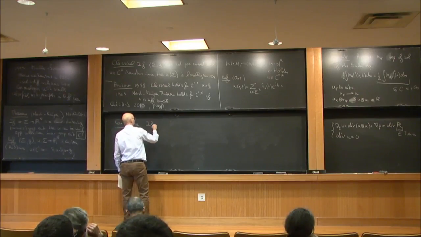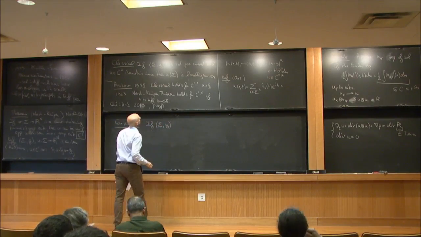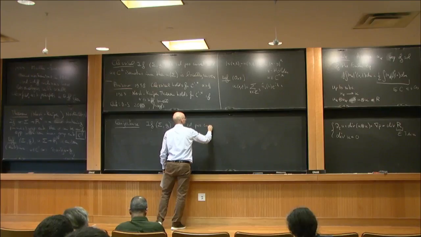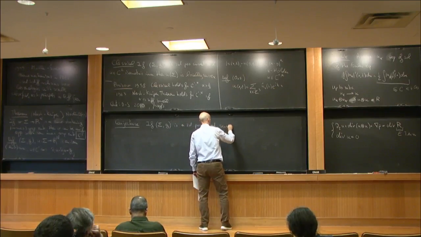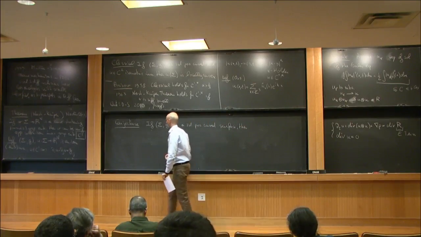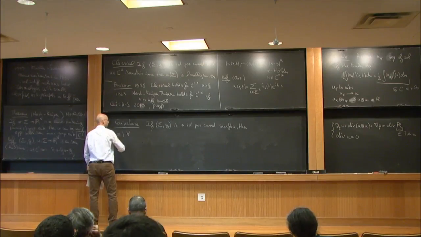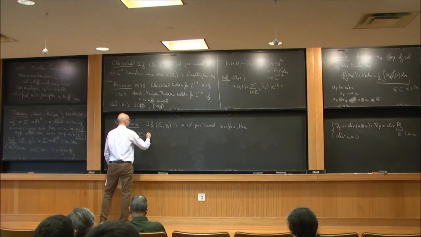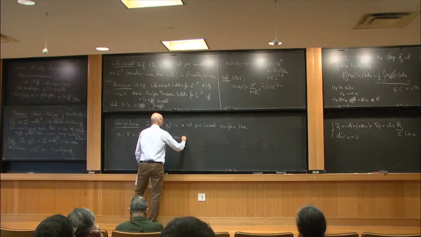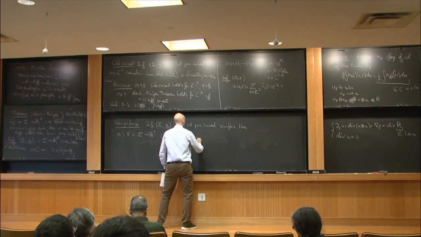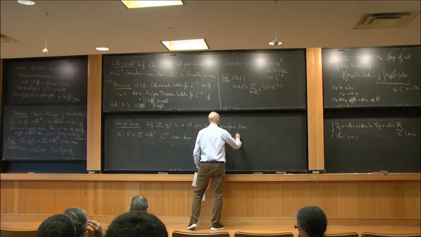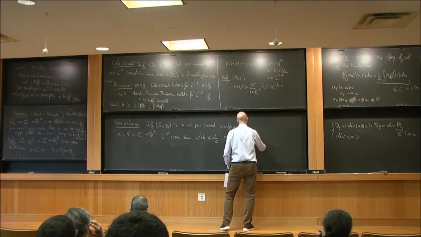If (Σ, g) is a 2D positively curved surface, then (A) for every u from Σ into R^3 a C^{1,α} isometric immersion with α strictly bigger than 1/2, then u(Σ) is locally convex.